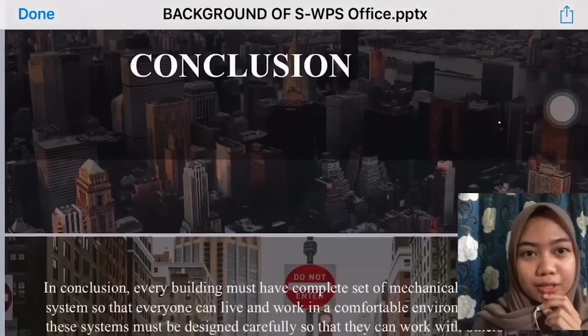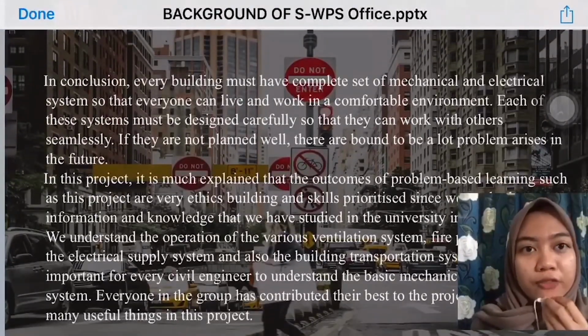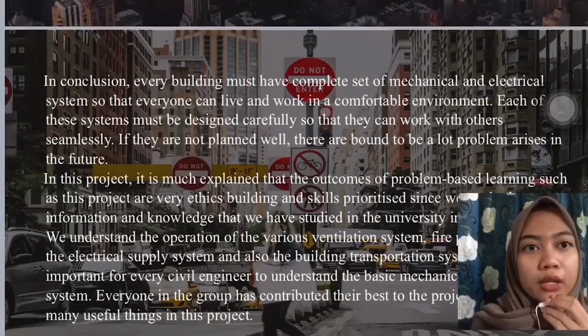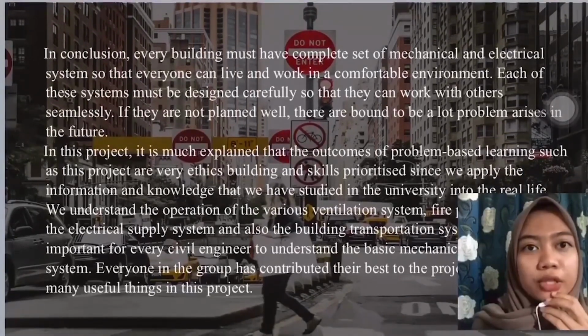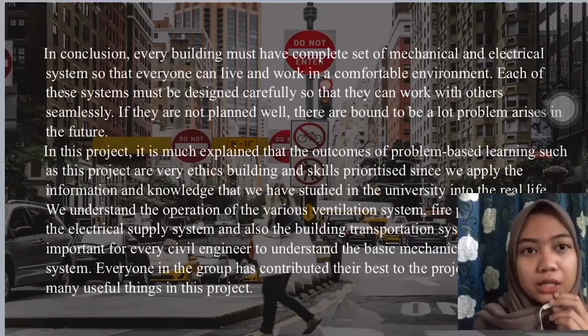Next, for the conclusion. In conclusion, every building must have a complete set of mechanical and electrical systems so that everyone can live and work in a comfortable environment. Each of these systems must be designed carefully so that they can work with others seamlessly. If they are not planned well, there are bound to be problems arising in the future.